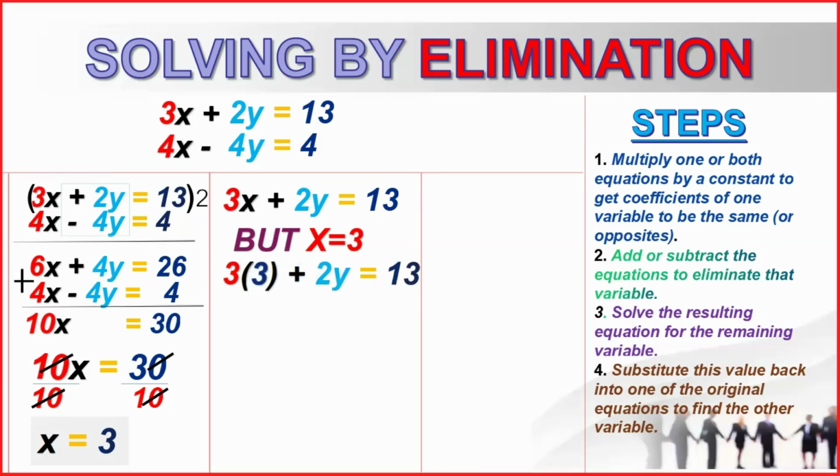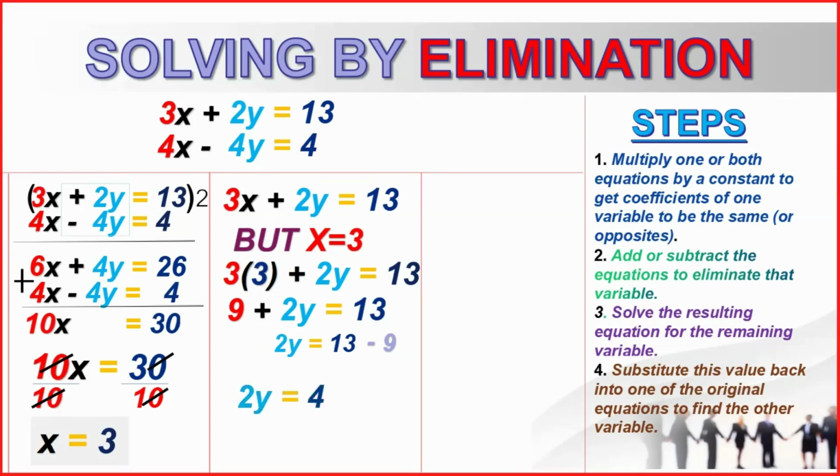So 3 times 3 is 9. You write 9 plus 2y equals 13. Then you take this 9 to the other side, and it becomes minus 9. So 2y equals 13 minus 9. What is 13 minus 9? It is 4. So 2y equals 4.